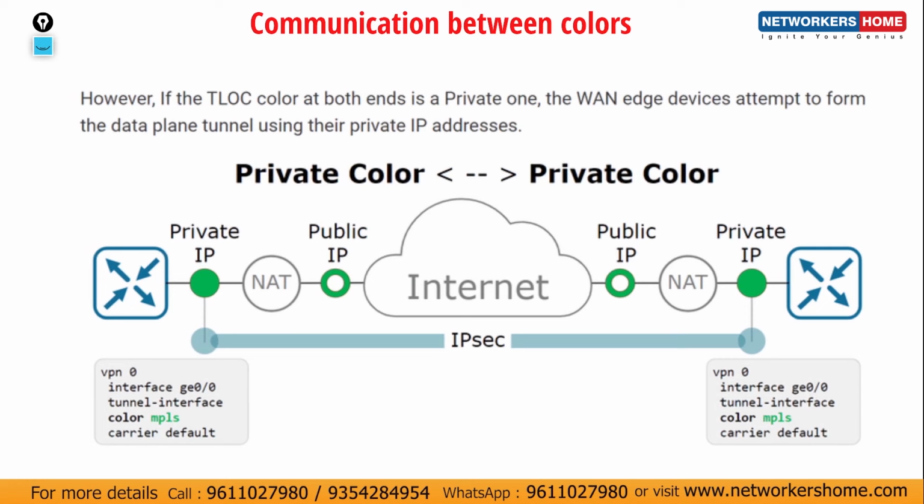Communication between different colors: what if it is a private to private color? If it is a private to private color, even if you are running a NAT, guys, what will happen? You are still going to have a tunnel between private IP to private IP. That is because of the color that you are selecting. What is going to be the practical implication of this? Only when we do customized stuff will they come to know about it.